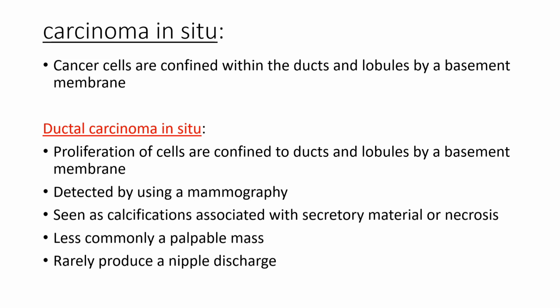Now let's discuss carcinoma in situ. Cancer cells in carcinoma in situ are confined within ducts and lobules by a basement membrane. In ductal carcinoma in situ, proliferation of cells is confined within the ducts and lobules by a basement membrane, and they can be detected by using mammographic screening. They are seen as calcifications associated with secretory material or necrotic material in mammography.